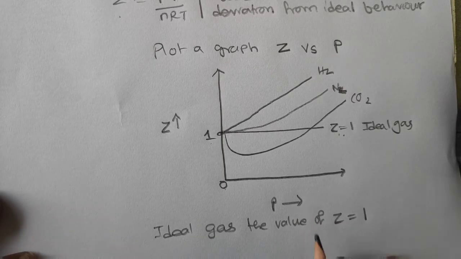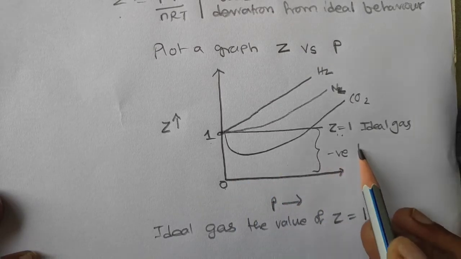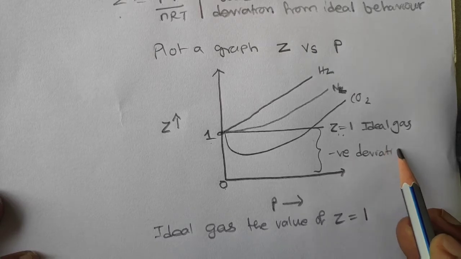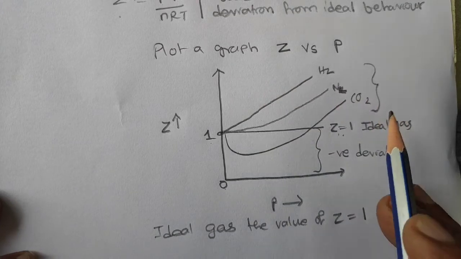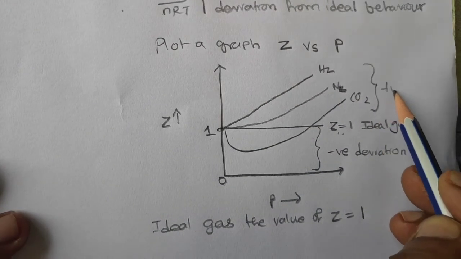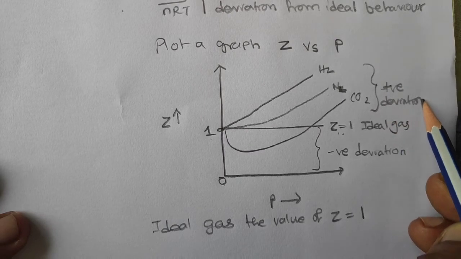Now, this part below we call a negative deviation. Which deviation? Negative deviation. And this part, the above part, we will call a positive deviation. Which deviation? Positive deviation.